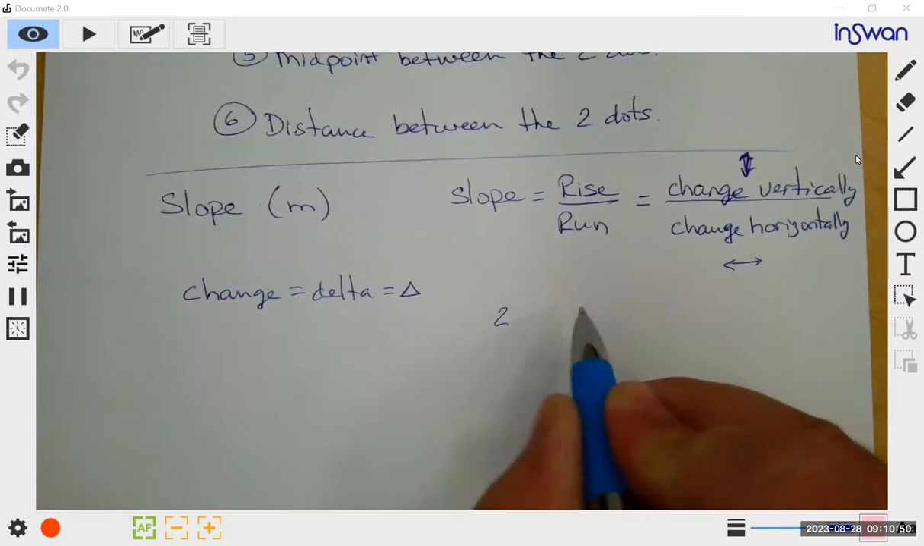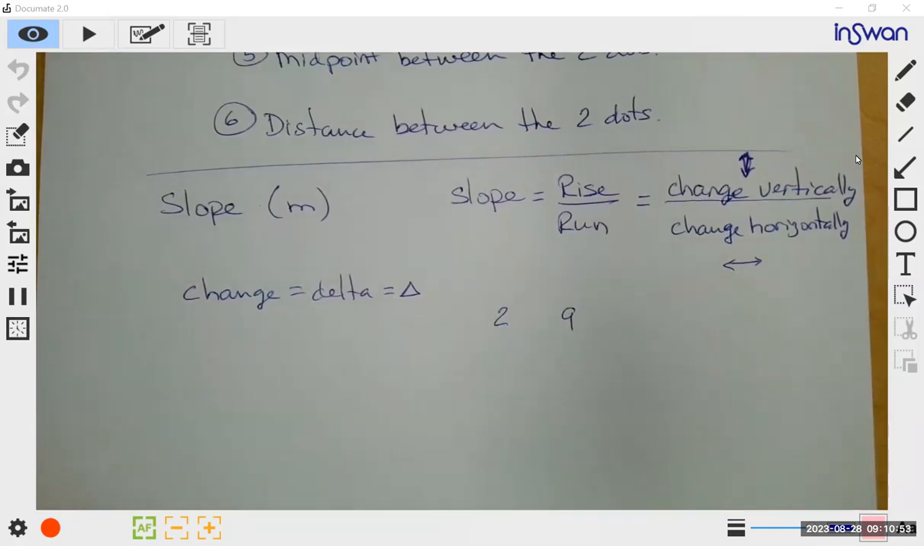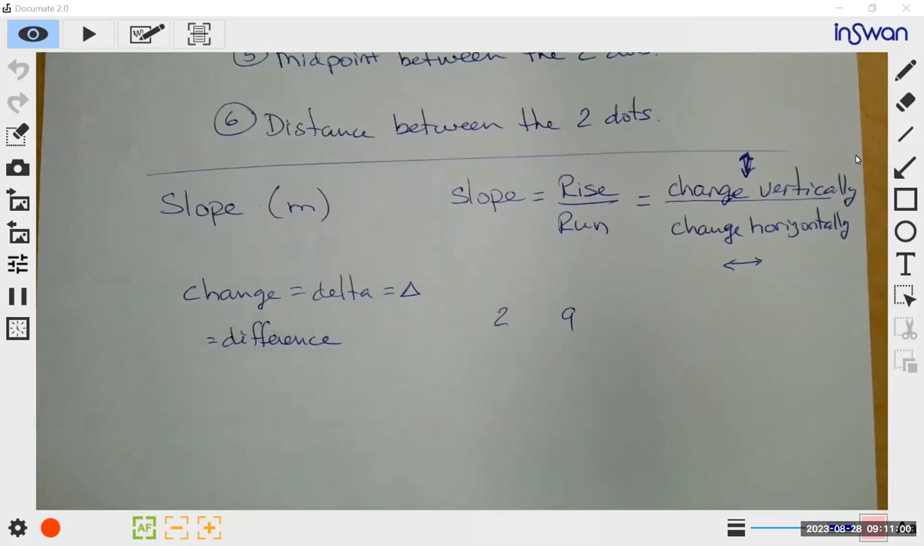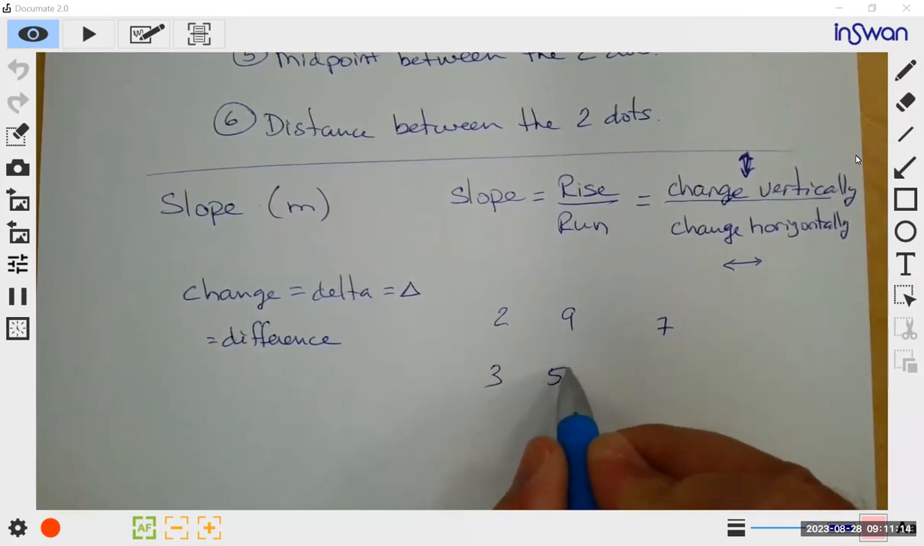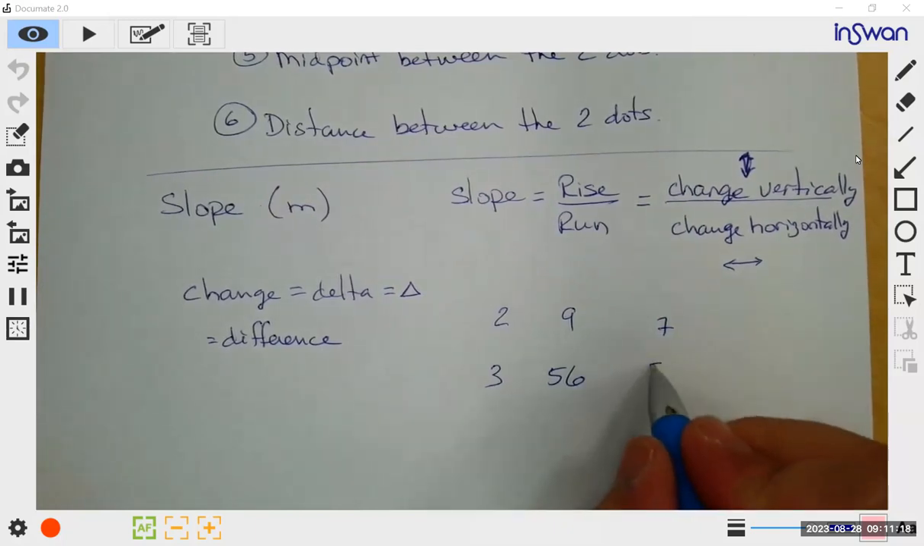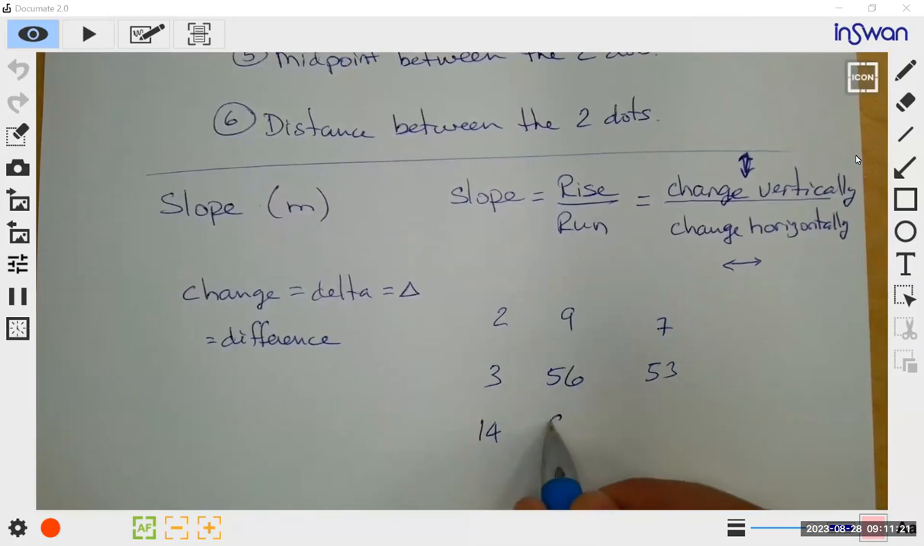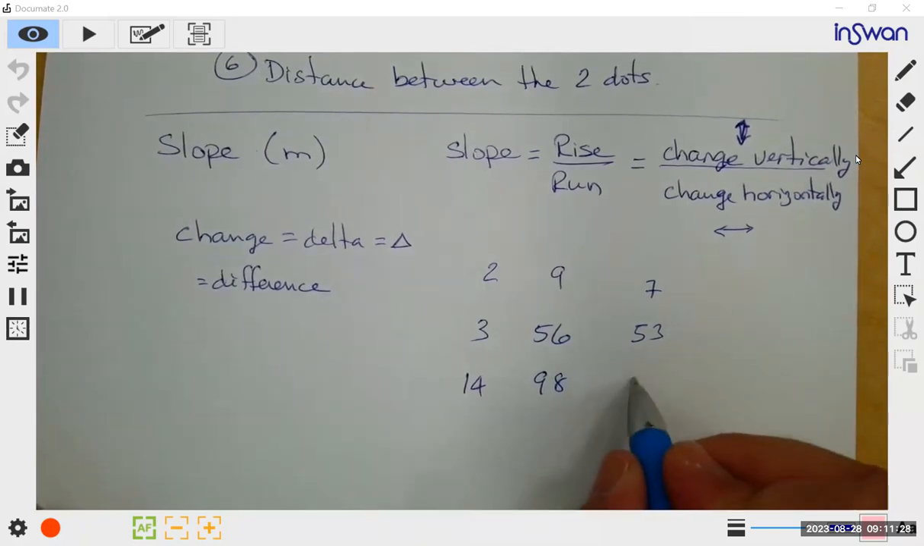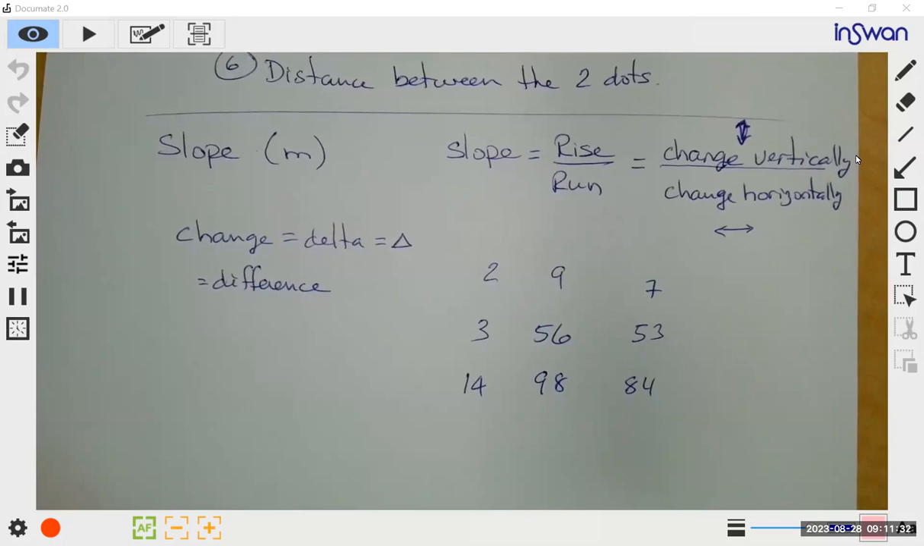If I had two numbers, 2 and 9, change is also the difference. The difference is how far something is from one to another. How far is it from 2 to 9? So, how far is it from 3 to 56? How far is it from 14 to 98? How much? 84, very good. How'd you get those? What did you do in your head? Very good.